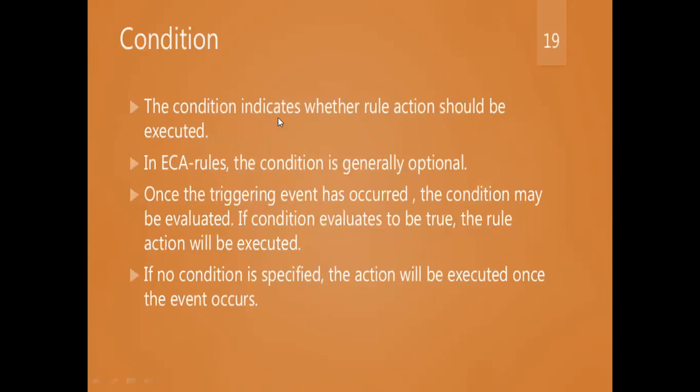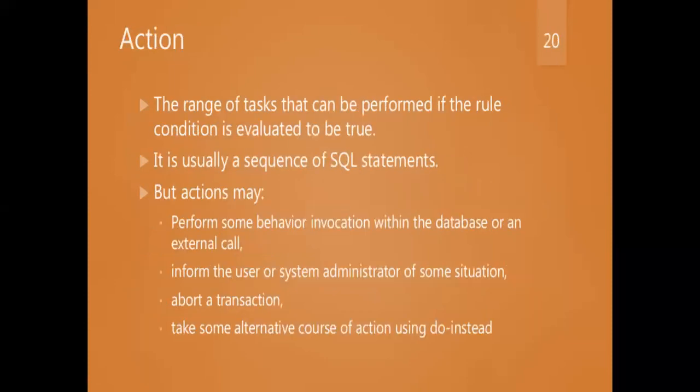The condition indicates whether the rule action should be executed. It checks for the condition to execute the action to be performed. So it checks the condition first. Once the trigger event has occurred, meaning the event already happened, then the condition is checked. And if it is true, then the action is executed.